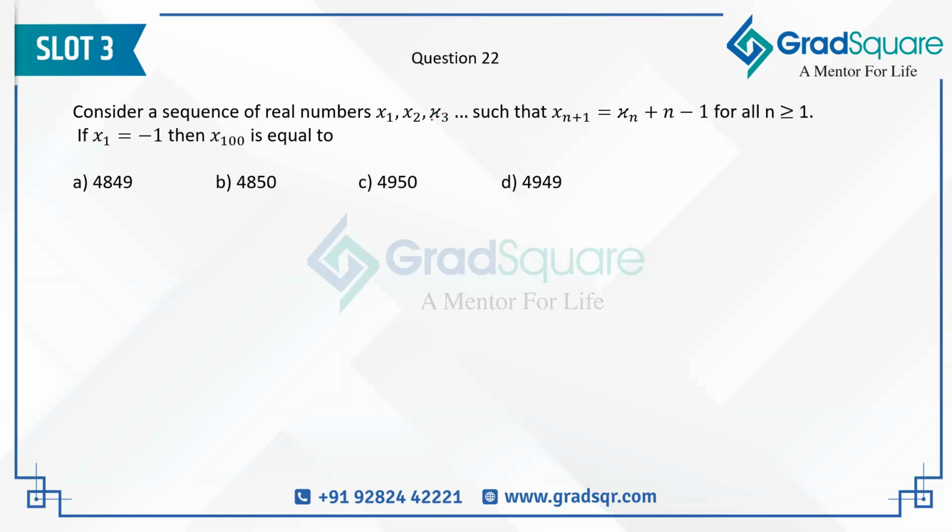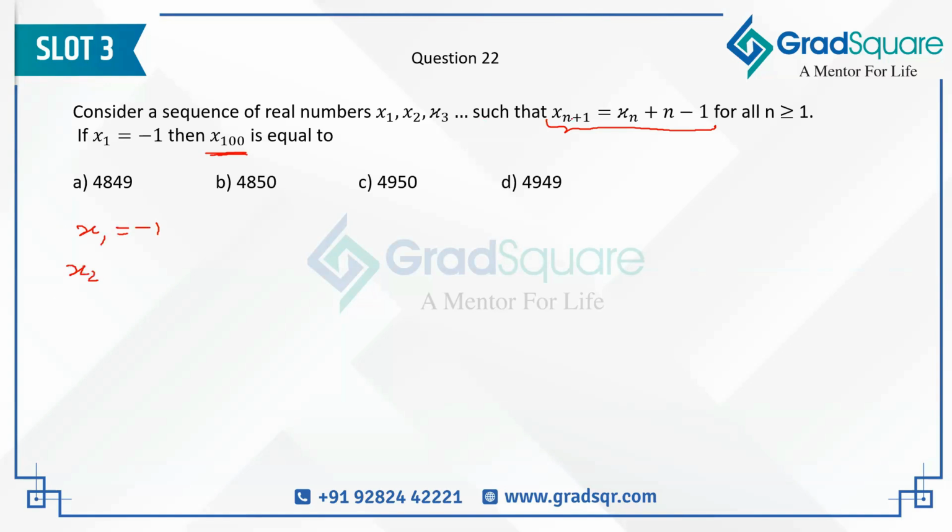Consider a sequence x1, x2, x3, so on and so forth. And there is a rule given to you, which is xn plus 1 is equal to xn plus n minus 1, for all values of n greater than or equal to 1. If x1 is equal to minus 1, that is given to me. I have been asked x100. So x1 is turning out to be what? Minus 1.